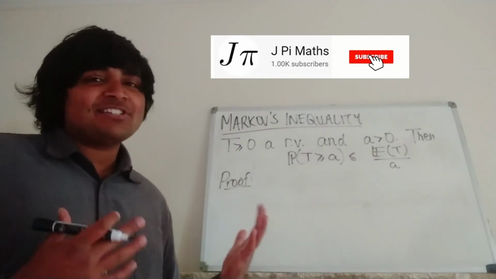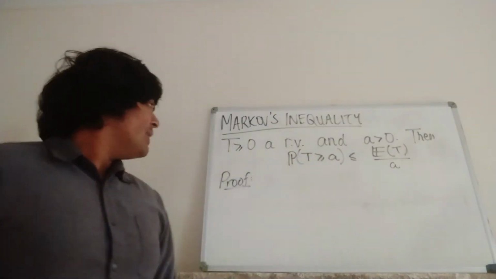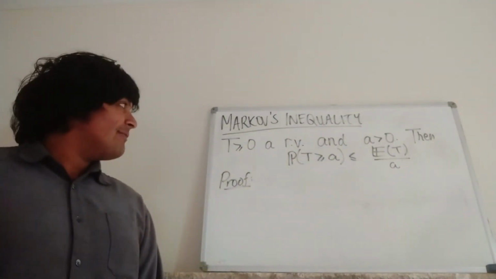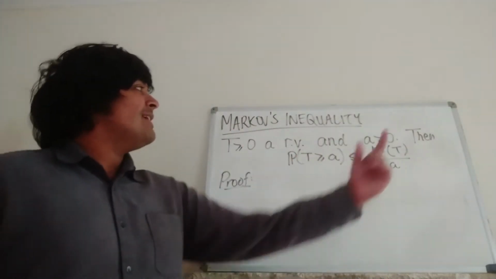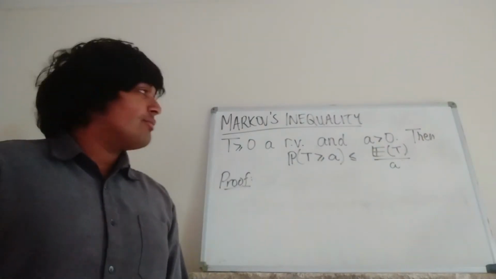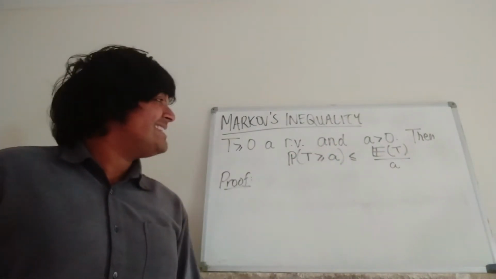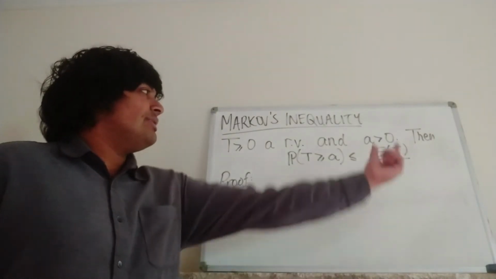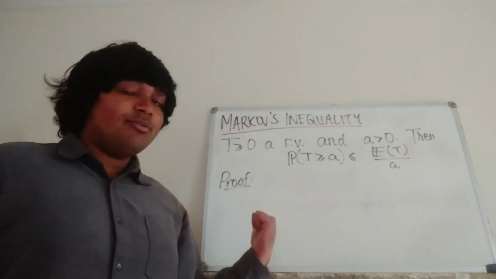Okay, so the first thing we actually have to do is prove Markov's inequality. So this is this statement here. We have a non-negative random variable t, so a random variable where t is bigger than or equal to 0, and a here is just some positive real number. Then I claim that the probability that t is at least a is less than or equal to the expected value of t divided by a. Okay, so let's get into the proof of this.